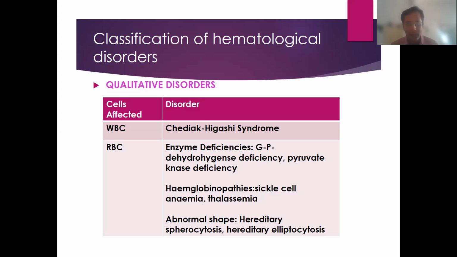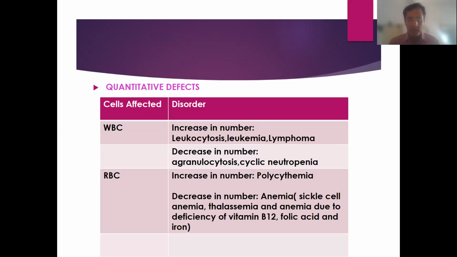Then the classification of hematological disorders, that is qualitative disorders. The cell affected and the disorder: RBC enzyme deficiency, that is G6PD, glucose-6-phosphate dehydrogenase deficiency, and pyruvate kinase deficiency. Sickle cell anemia, and abnormal shape, that is hereditary spherocytosis and hereditary elliptocytosis.